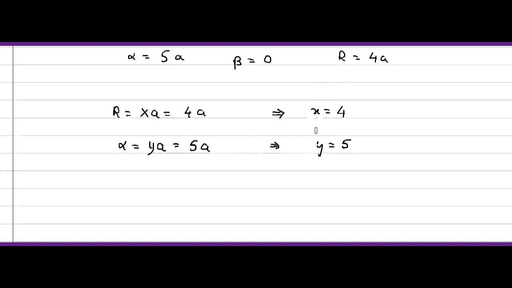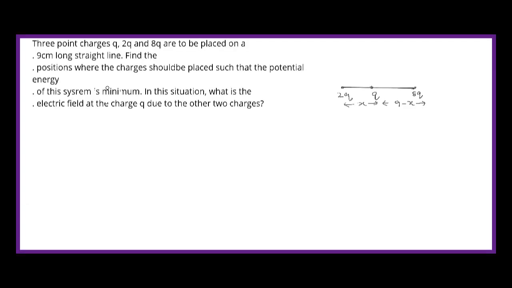So this is what we needed to find, the values of x and the values of y, and prove that it is a circle. Hope you understood the solution.